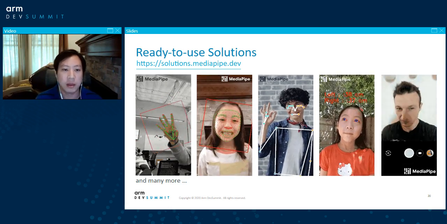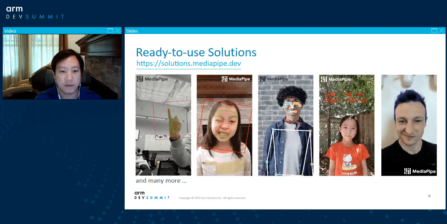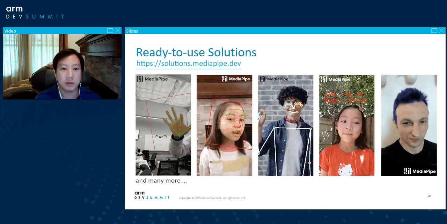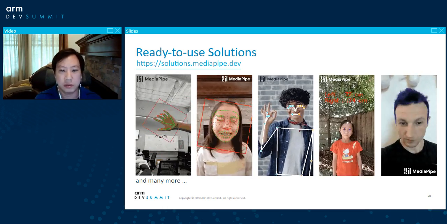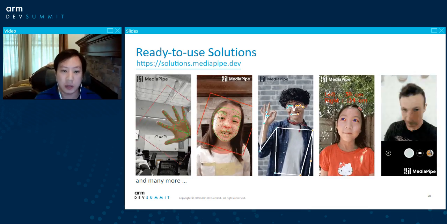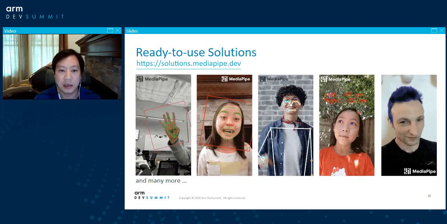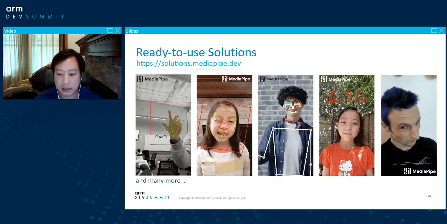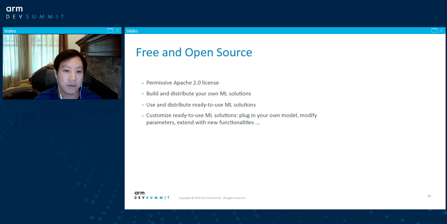And just to highlight, all these solutions shown here run real-time on common mobile devices, in addition to running on other platforms. So all these solutions not only serve as examples for you to learn how to build your own pipeline, your own solution using MediaPipe, they are also ready to use, ready to be customized in your own applications. And this is because MediaPipe is free and open source. It comes with very permissive Apache 2.0 license so that you can start building and distributing your own solutions right away. You can also use and redistribute all these ready-to-use ML solutions, or you can even further customize these solutions.